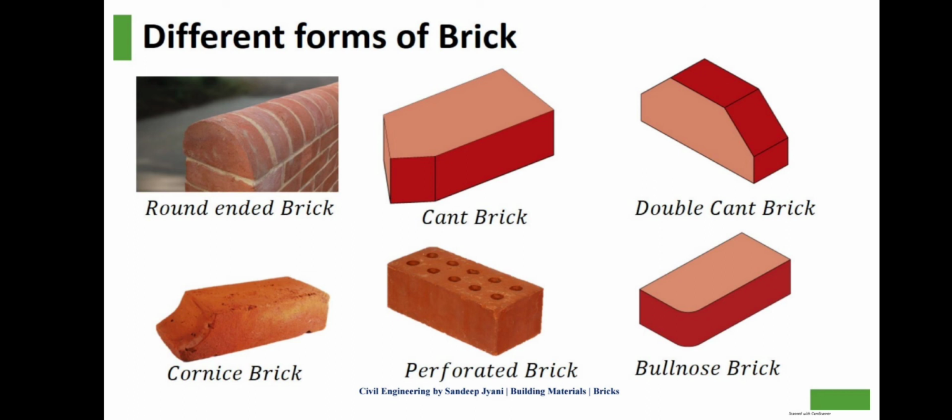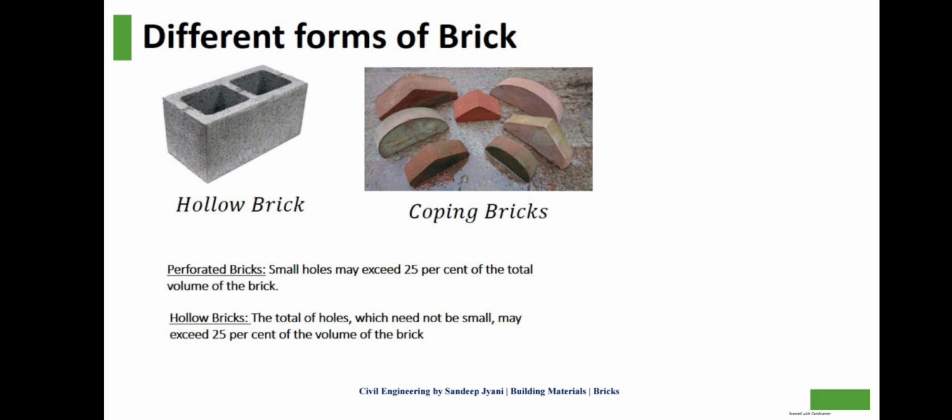Different forms of brick: rounded ended bricks, channel bricks, double channel bricks, cornice brick, perforated bricks, bullnose bricks, hollow bricks, and coping bricks. Perforated bricks: small holes which may exceed 25% of the total volume of the brick. Hollow bricks: the total of holes, which need not be small, may exceed 25% of the volume of the brick.